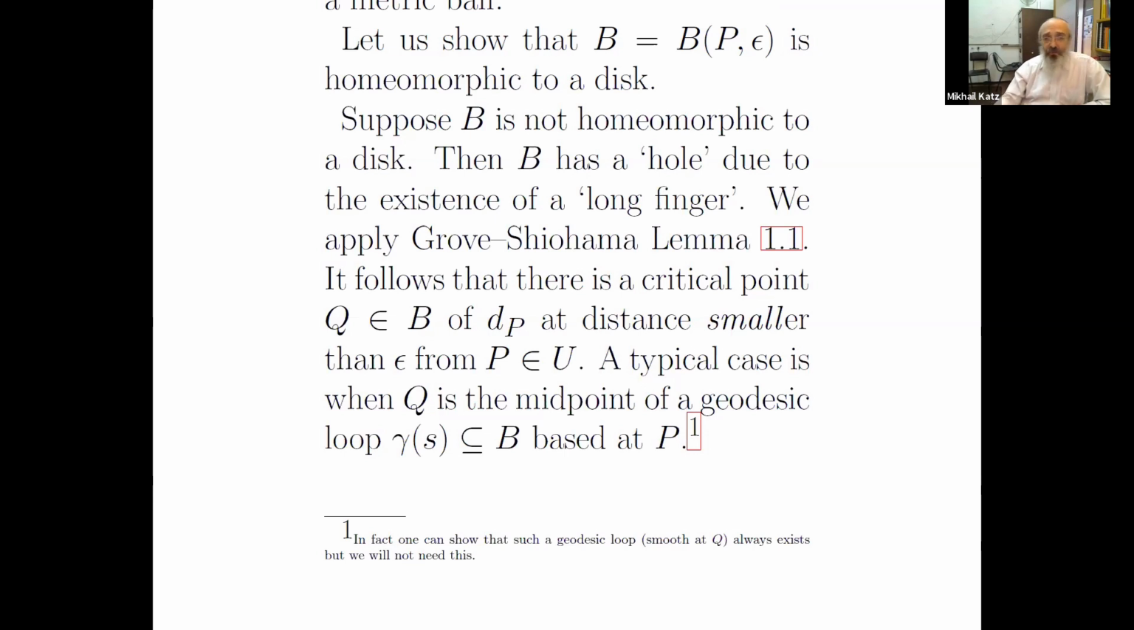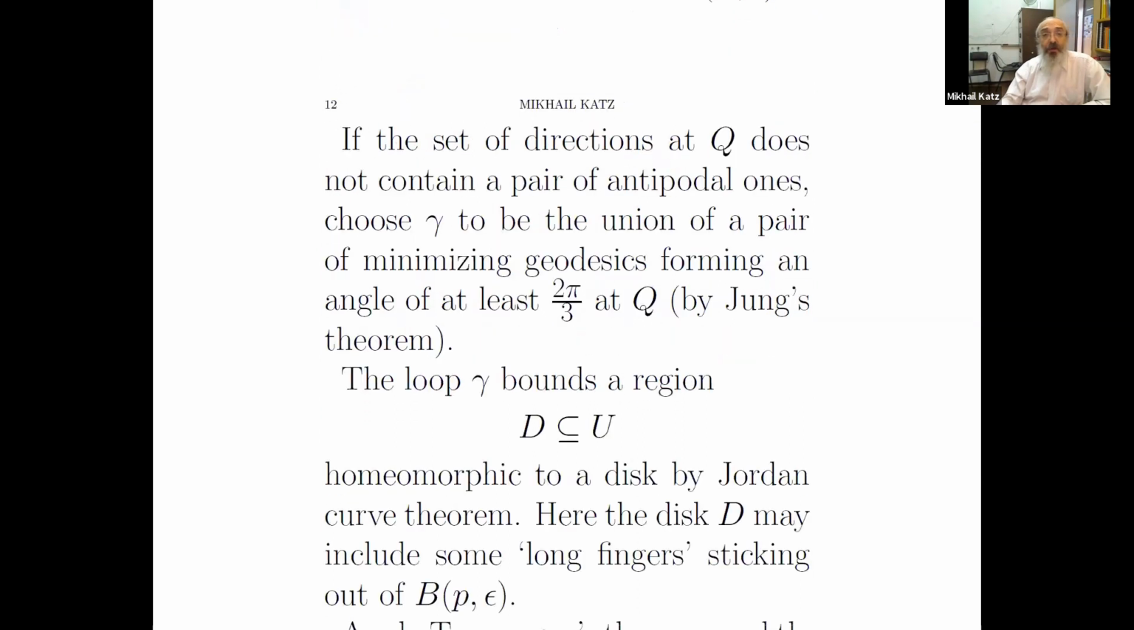Proving that it exists involves an application of Arzelà-Ascoli, which I'd rather not get into. So there's a more elementary argument. If it doesn't contain a pair of antipodal directions, then you can always choose a pair of directions forming an angle of at least 2 pi over 3. And that's enough. Just choose two minimizing geodesics between P and Q, which form an angle of at least 2 pi over 3 between them. That's the one-dimensional case of something called Jung's Theorem.